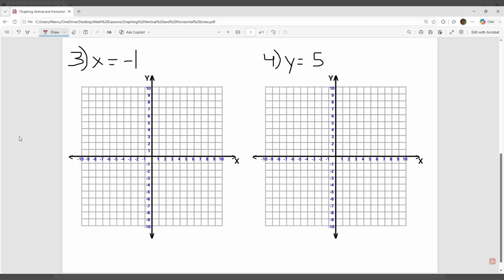Welcome back, everyone. Now we're going to go over questions 3 and 4. So for question 3, we have x equals -1. So because we're talking about x, we're going to look at the x-axis, which is sideways. Your x is -1 right here. Again, keep in mind that if you move sideways, your x will change. However, if you go up and down, your x will not change. So you can just make a bubble up here and then connect your 2 points and you have your vertical line.